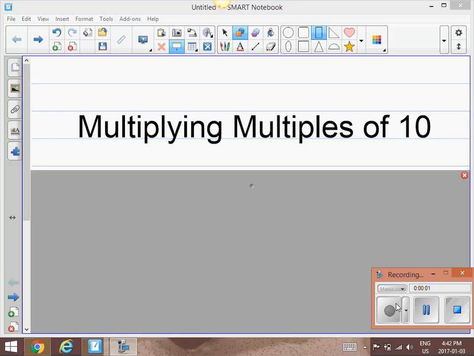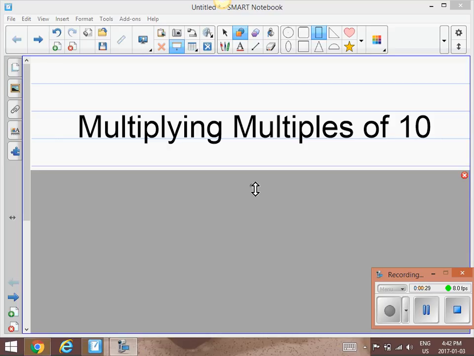We're going to talk about multiplying multiples of 10. Multiplying multiples is not nearly as complicated as it sounds. There's just a lot of syllables. So, multiples of 10, being 10, 20, 30, 40, 50, 60, 70, 80, 90, 100, 120, 140, 1,280, anything that ends in a 0.